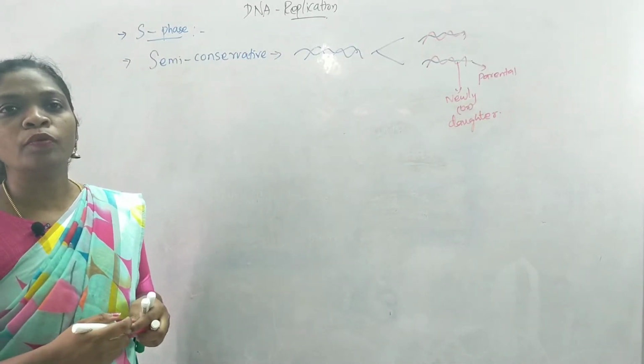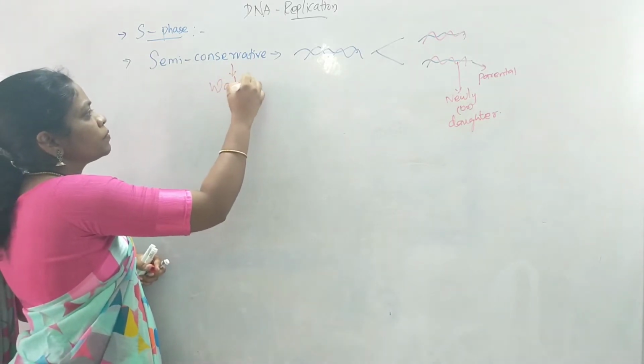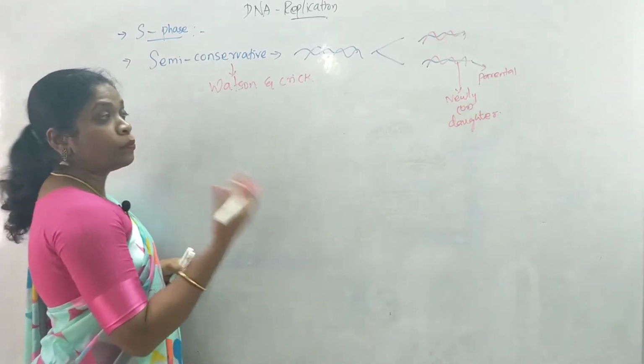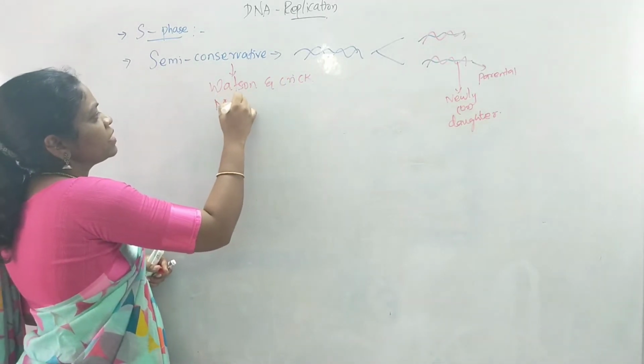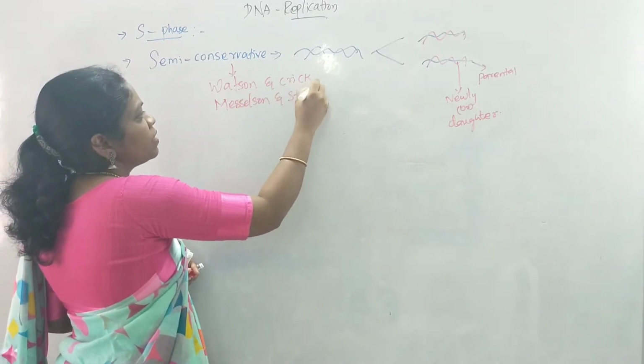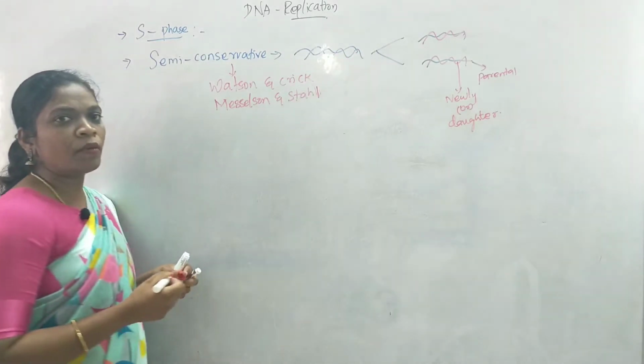This is how the DNA replicates, by means of a method known as the semi-conservative replication method. This method was proposed by Watson and Crick, and this method was experimentally proved by Meselson and Stahl. They experimentally proved that DNA replicates by the semi-conservative method.